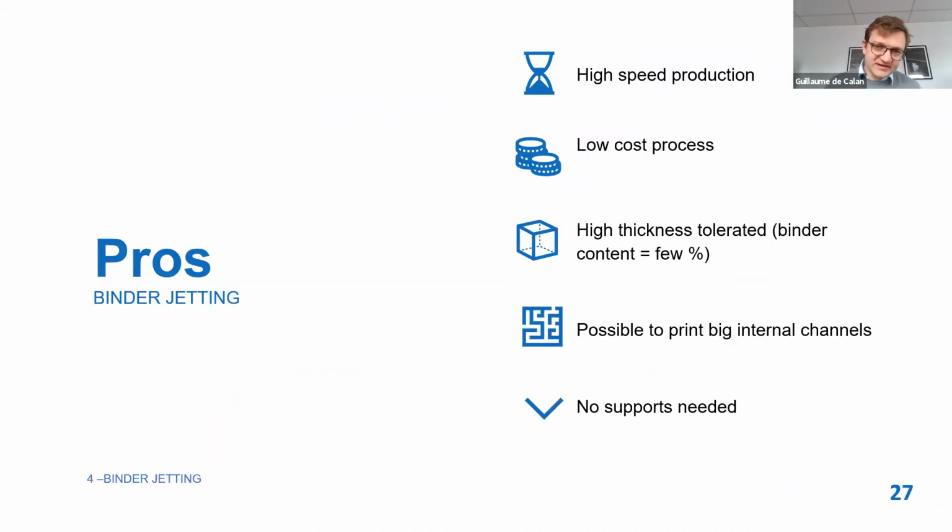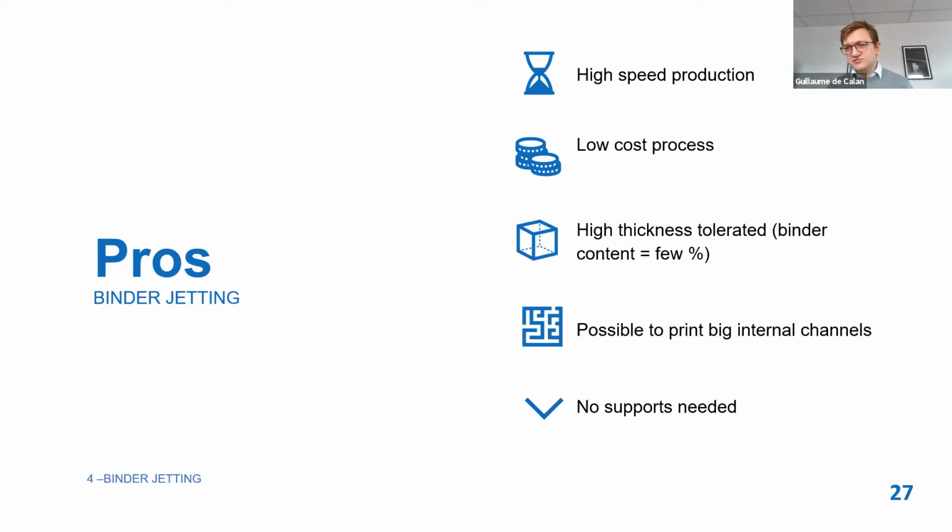So the pros of binder jetting: it's a very high-speed production. For small and medium parts, it's probably the most productive technology. It's a low-cost process if you think per part. Again, you'll see it in the cons, but there's a high capital expenditure, but the price per part is quite efficient. You can go to relatively high thickness for a MIM-based technology because you don't have a lot of binder. You just have enough to stick the powder together, but that's not too much, and it allows you a relatively high thickness.